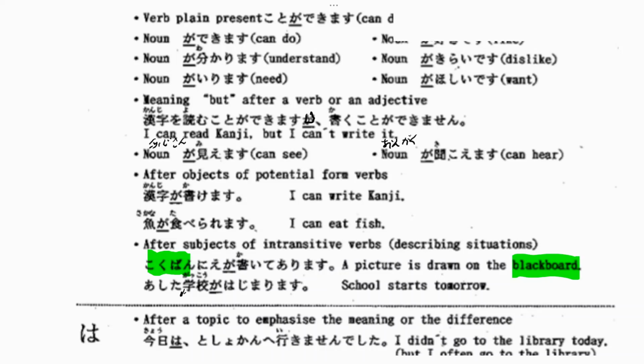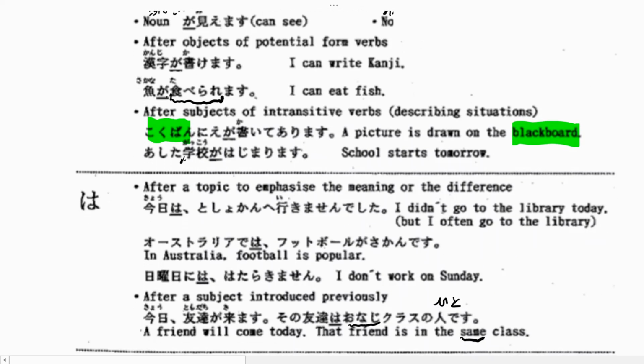Ongaku being music. So yeah, when you're structuring like that, anything in potential form, and you can have any objects, you just go kanji ga kakemasu, which means I can write kanji, or sakana ga taberaremasu, I can eat fish. So yeah, and I will tell you in a future video how to make the potential form, if you don't know how to search it. But it's pretty straightforward, and there are a lot of other resources like jisho.org, I'm sure, that will tell you, and then just verb conjugators.